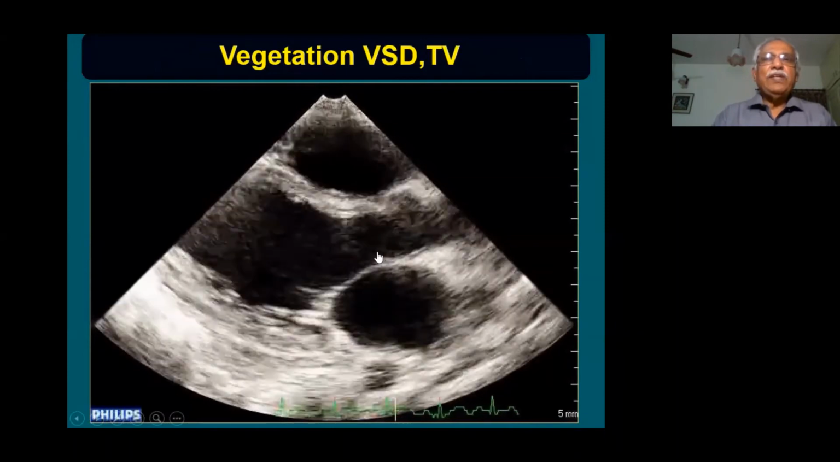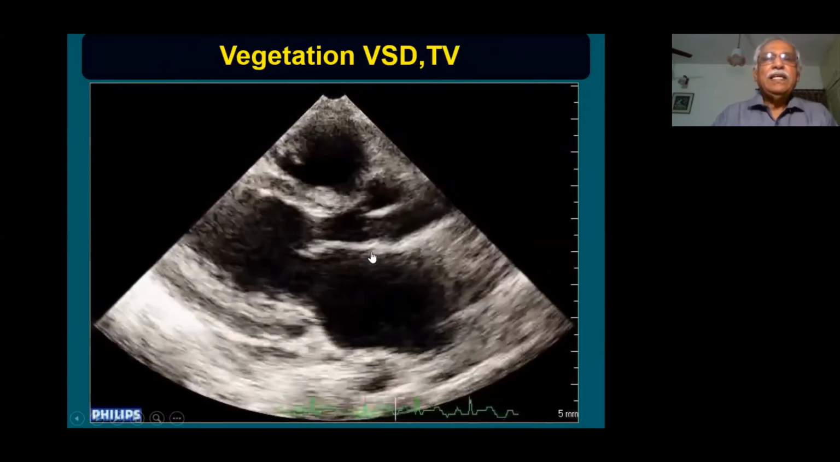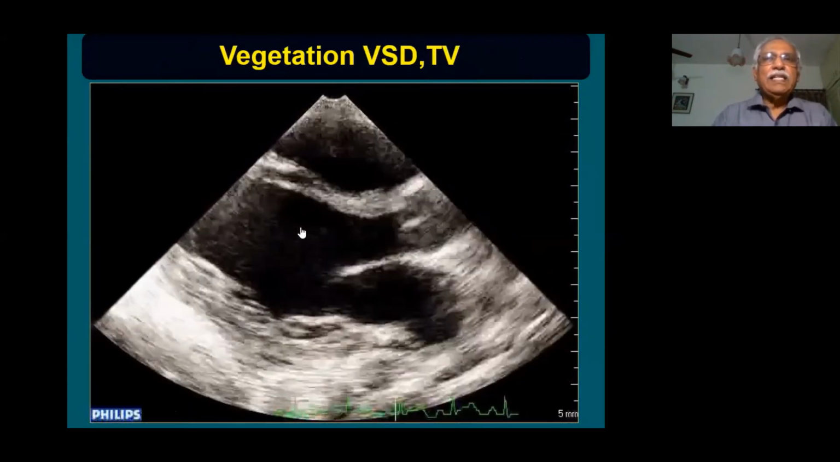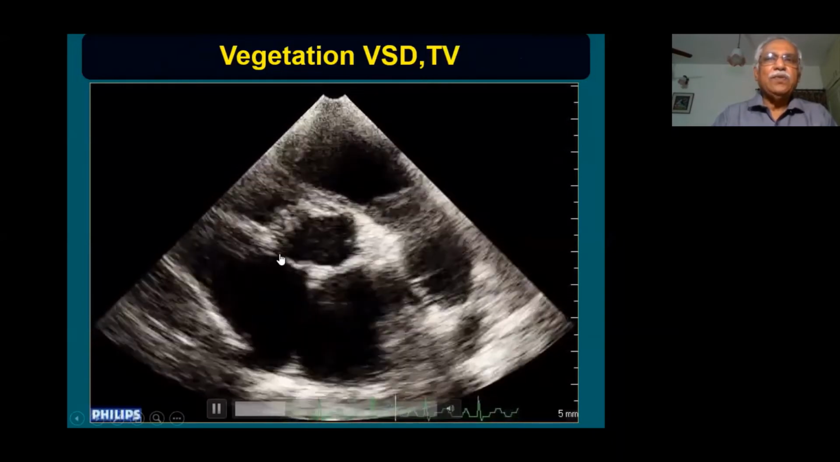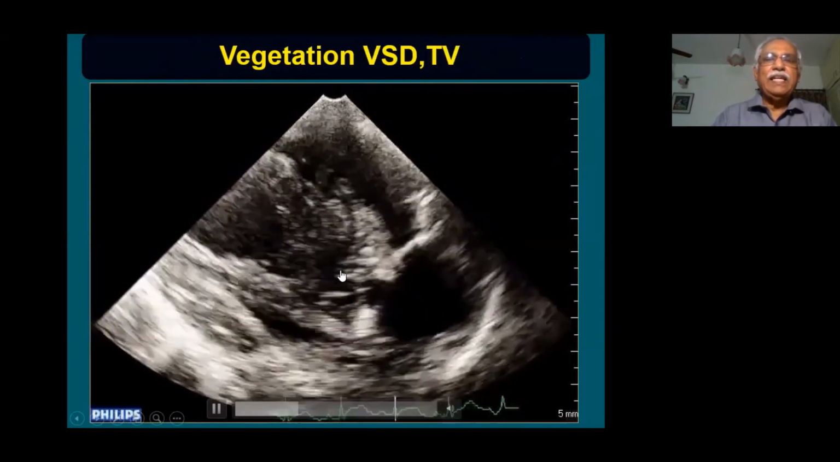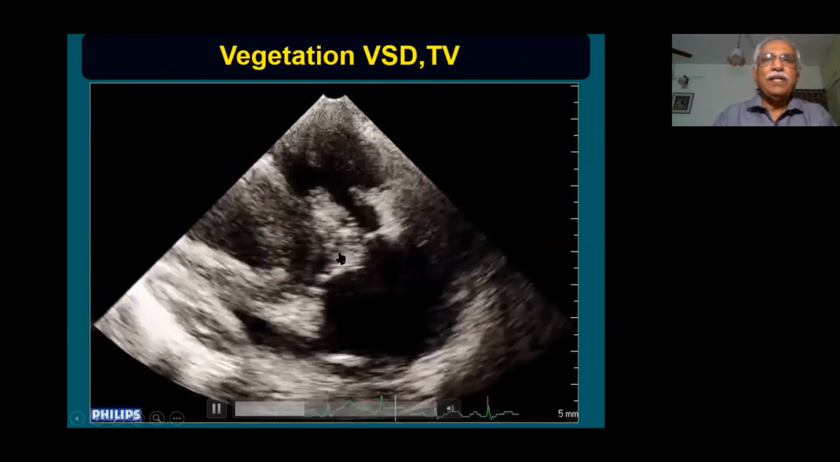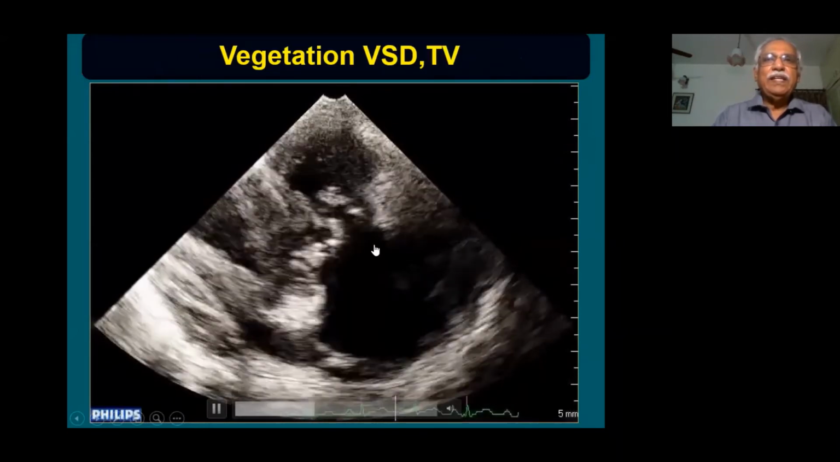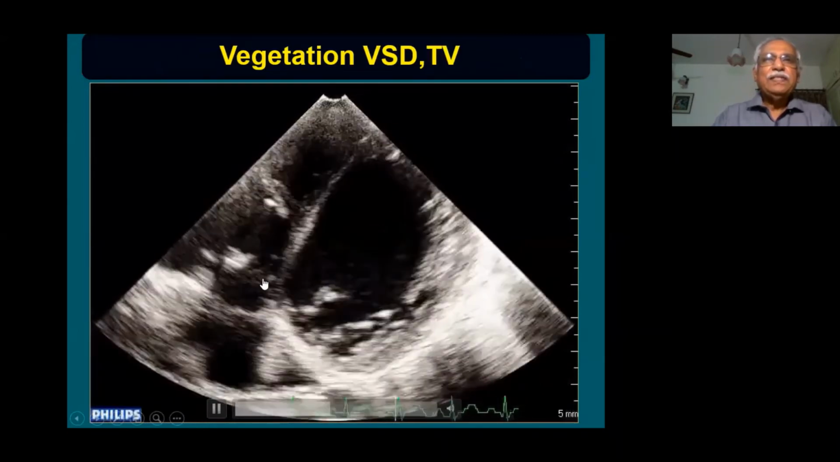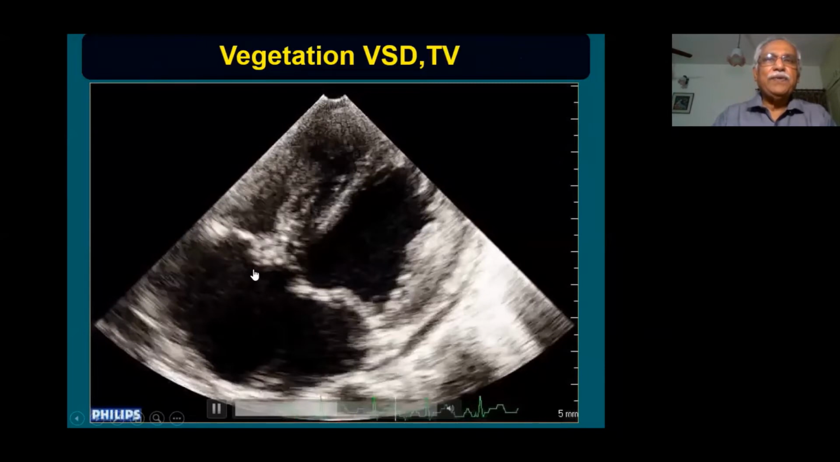This is another patient with ventricular septal defect. This is a perimembranous ventricular septal defect. There are dense masses over the right side of the interventricular septum, and there are masses over the tricuspid valve also. You can see the mass over the tricuspid valve also.